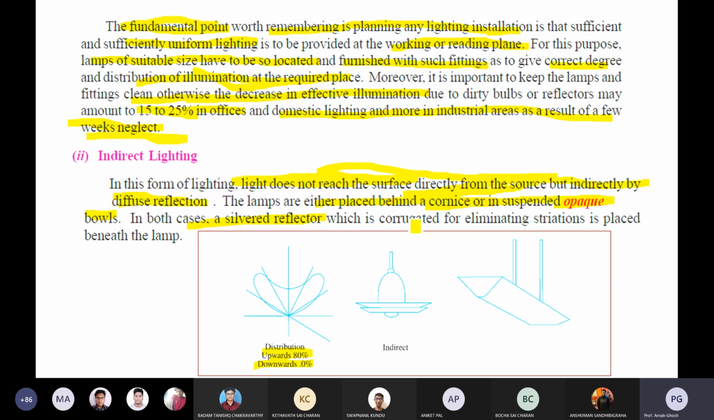Which is corrugated for eliminating the striations in place beneath the lamps. So whatever reflector you are using, it has a 100% reflection rate. Light is coming, then there is a reflector reflecting, 100% coming to your workplace. That's the benefit. Here you can see different arrangements of indirect lighting.